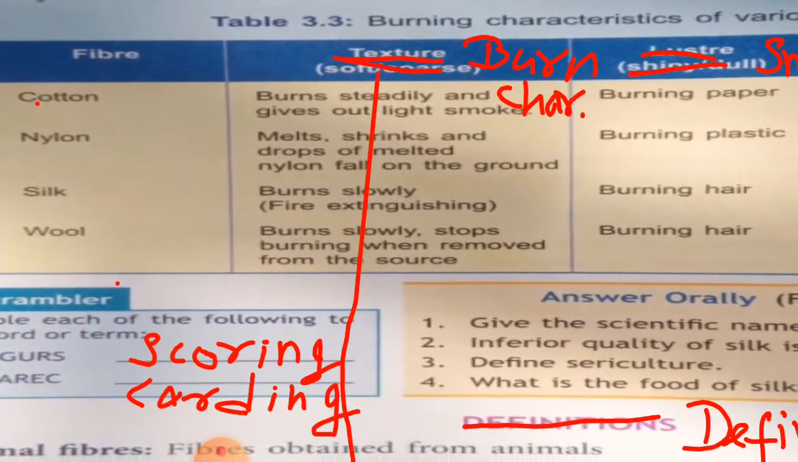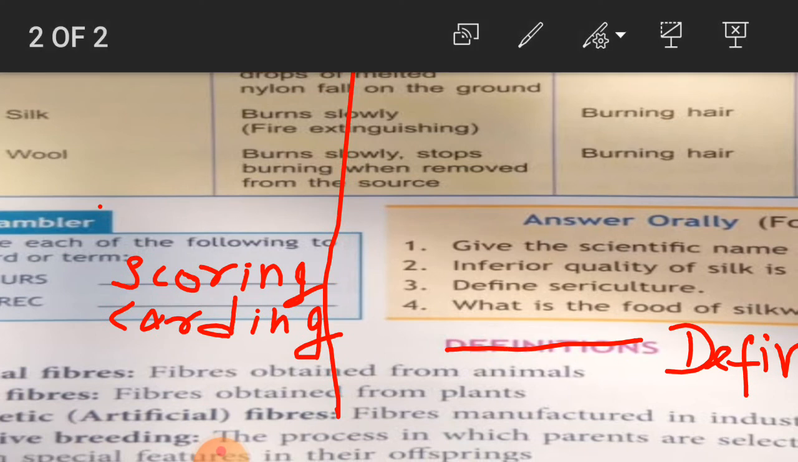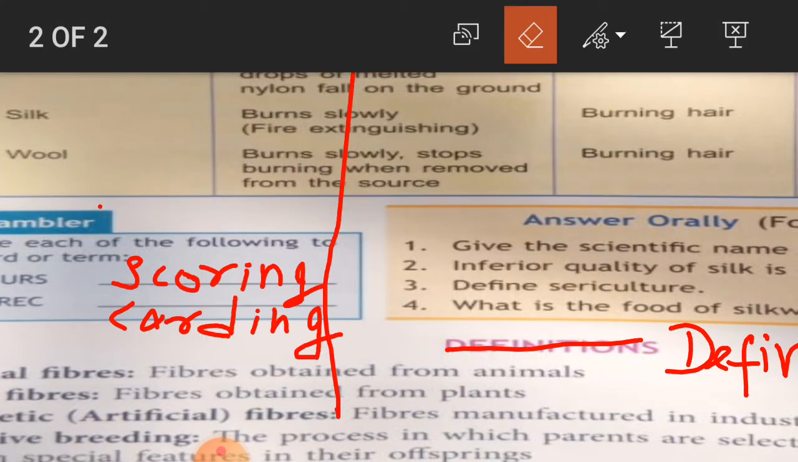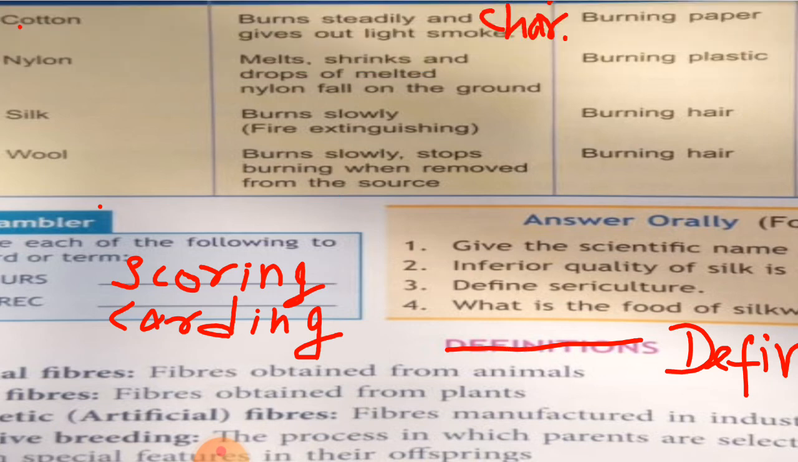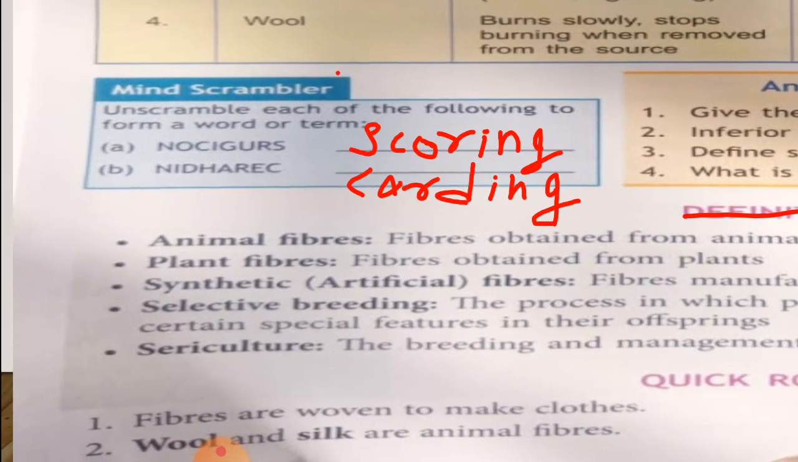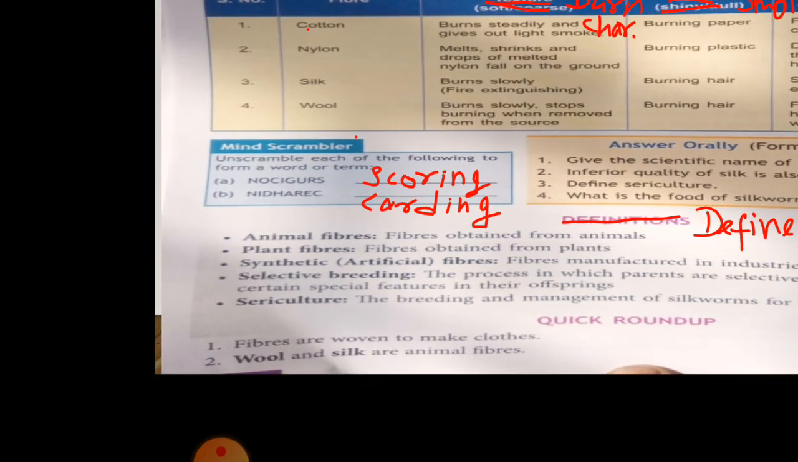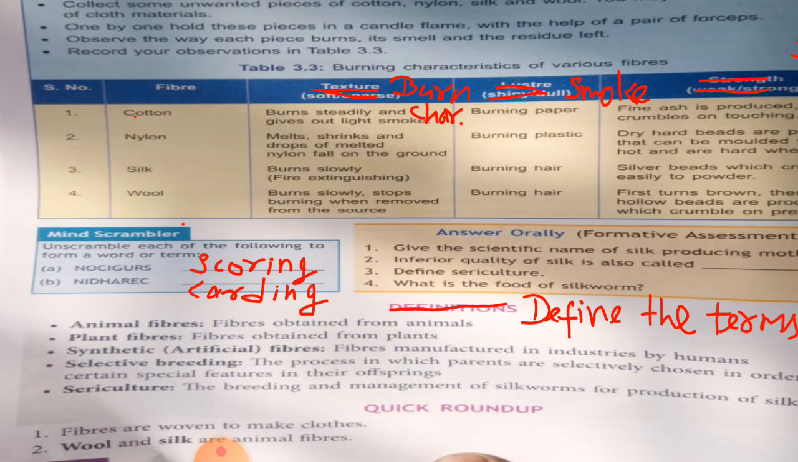So you have to define animal fibers, plant fibers, synthetic, artificial fibers, selective breeding and sericulture. You have to do these definitions in your copy or notebook.